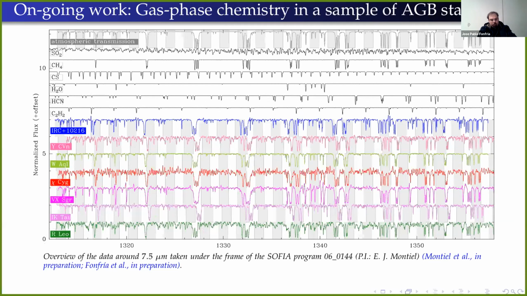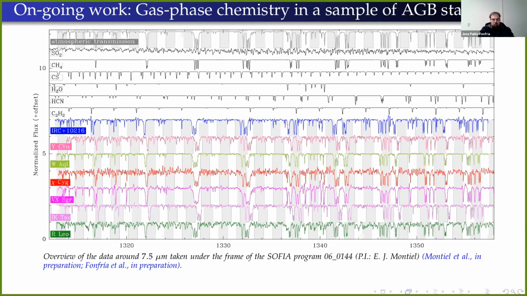The spectra at 7.5 microns also show interesting features. The water lines are evident in emission in the spectrum of BX Sagittae, that is this spectrum here. This is the band of water. And IK Tau, that is this spectrum. You can see here the lines are also present, but significantly weaker.